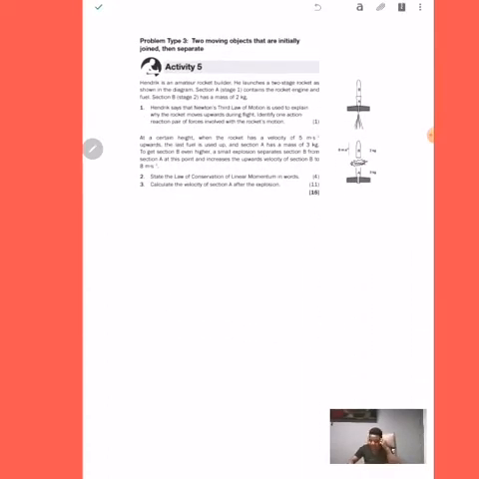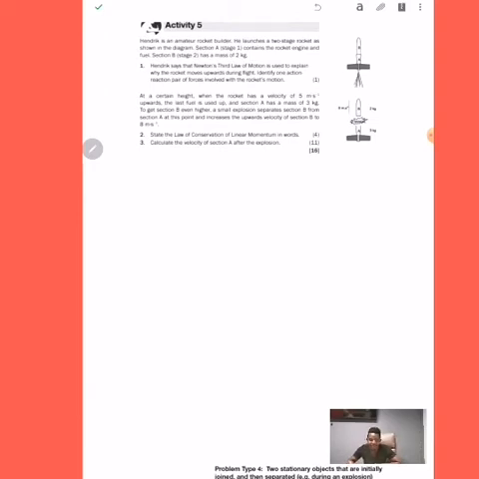Problem type number 3, we are given 2 moving objects that are initially joined then separate, and then we are given a scenario there and a beautifully drawn diagram on the side. Our statement says that Hendrik is an amateur rocket builder. He launches a 2-stage rocket as shown in the diagram, and it is said that section A, which is stage 1. If we go to our diagram, we will see that we have a section A here and a section B. So our section A is stage 1, and it is said that it contains the rocket engine.